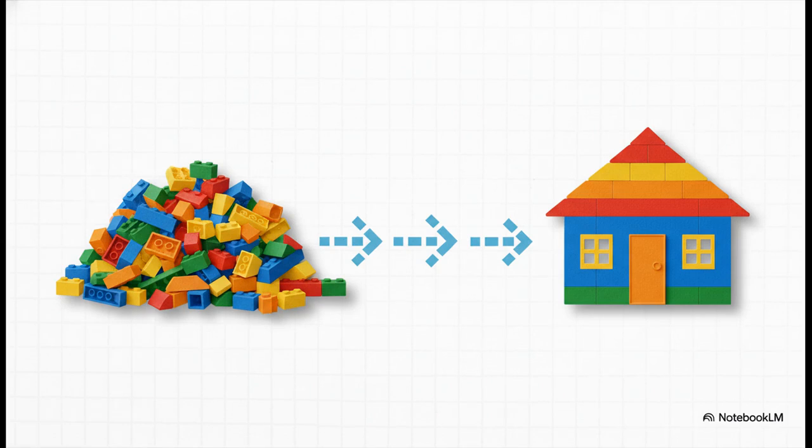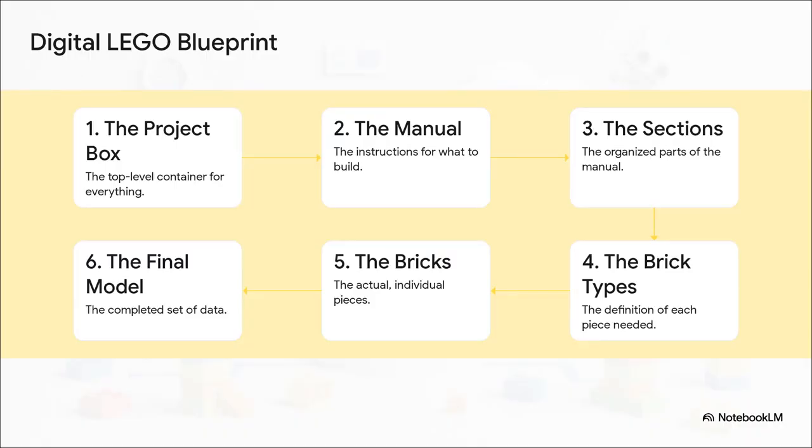All right, so how do we wrap our heads around how these systems are actually built? Let's use an analogy. Let's think about something we all get, something with a bunch of different parts, a clear set of instructions, and a cool finished product at the end. Yep, you guessed it, we're talking about Legos. So think of this as our digital Lego blueprint. We're going to build a data system, piece by piece, starting with the whole project box and going all the way down to a single tiny brick. Understanding this hierarchy, that's the key to unlocking this whole thing.